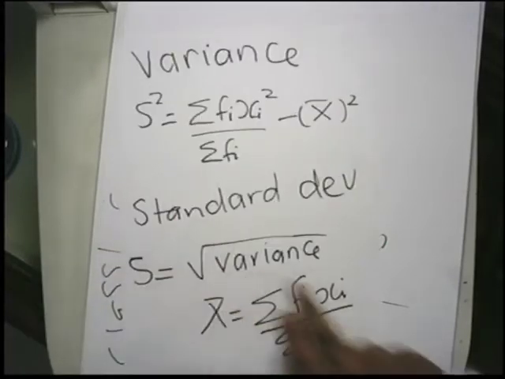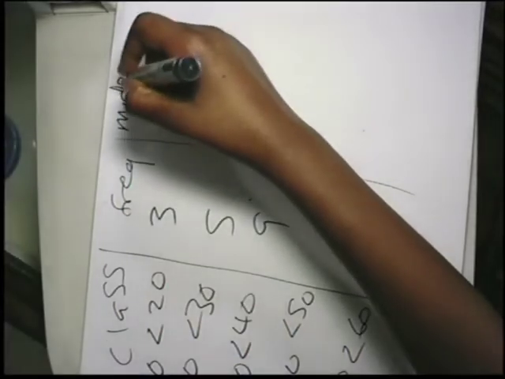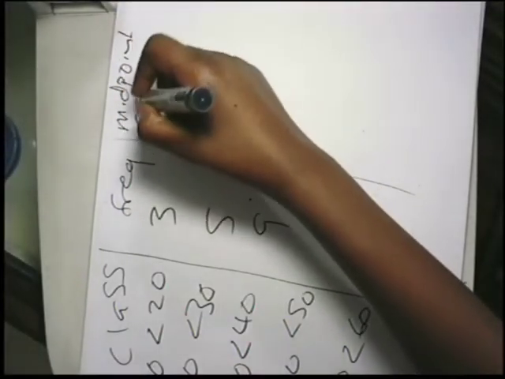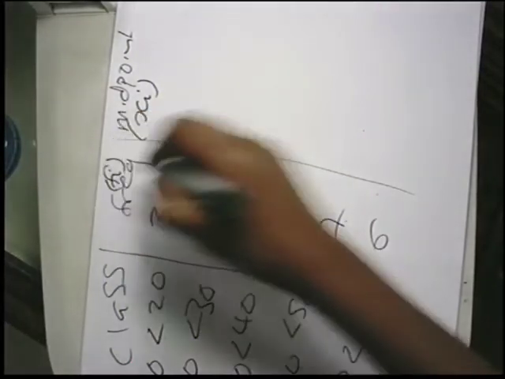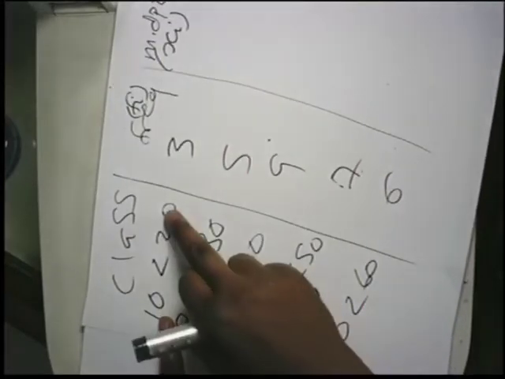So when you are given a table like this, you need to add another column. This column is called the midpoint column, and the midpoints are represented as xi. Now the frequency is the one that I'm referring to as fi in the presentation. Now how do we find the midpoints? The midpoint is found by adding the lower limit and the upper limit together, and dividing by 2.